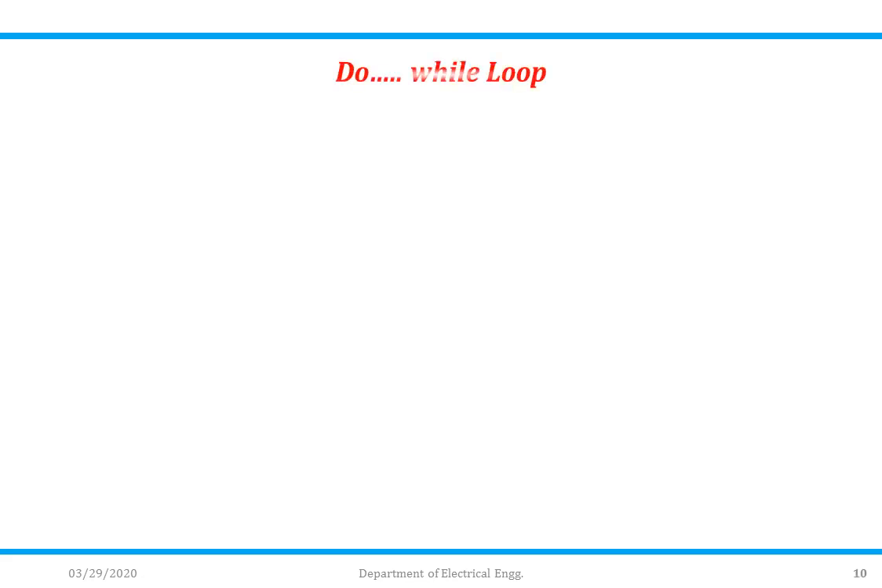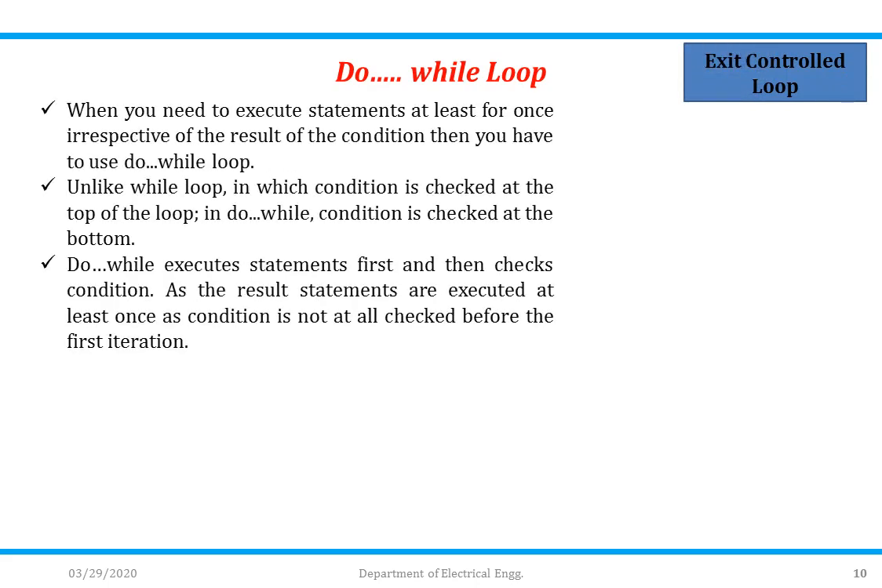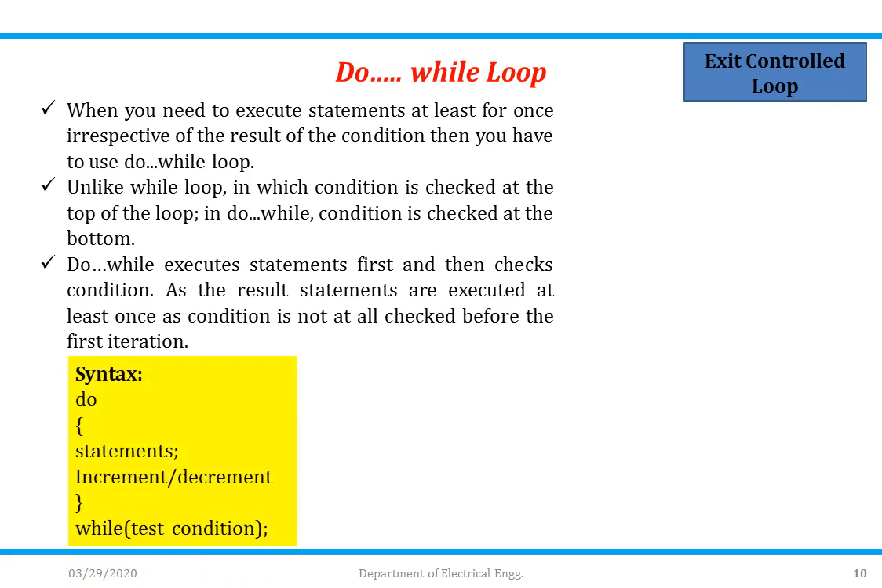Now the next loop is the do while loop. We discussed that the do while loop is an exit control loop. When you need to execute a statement at least once, irrespective of the result of the condition, then you have to use a do while loop. Unlike the while loop, in which the condition is checked at the top of the loop, in the do while loop the condition is checked at the bottom. Do while executes the statements first and then checks the condition. That's why it is called an exit control loop. As a result, statements are executed at least once, as the condition is not checked before the first iteration.